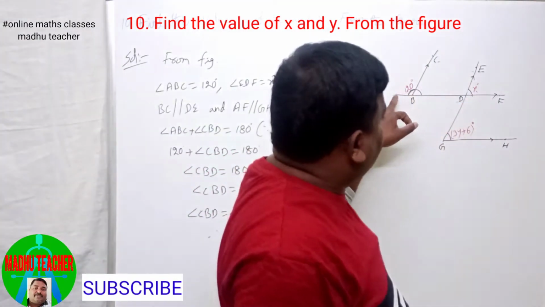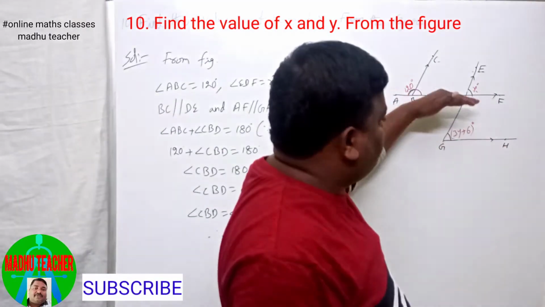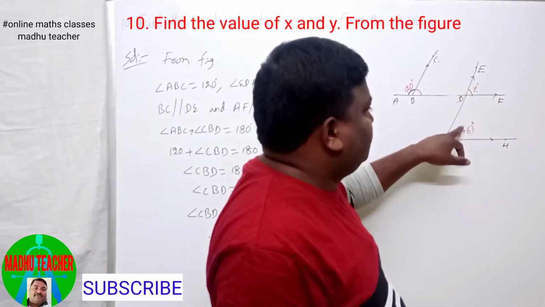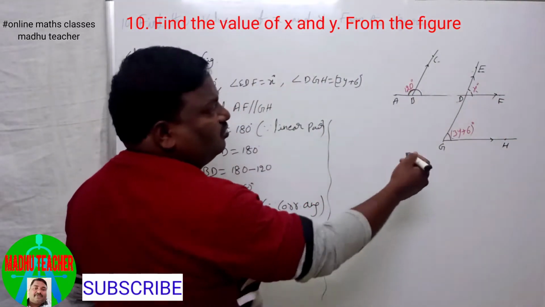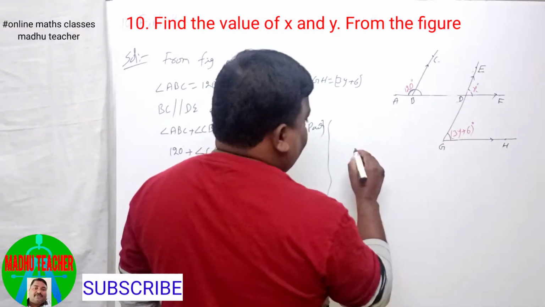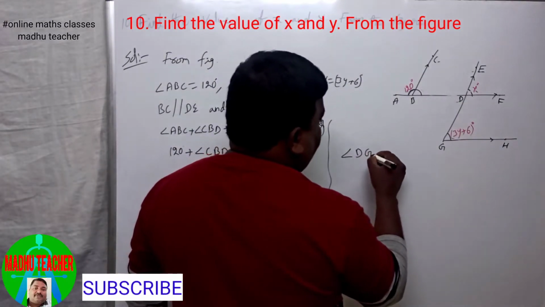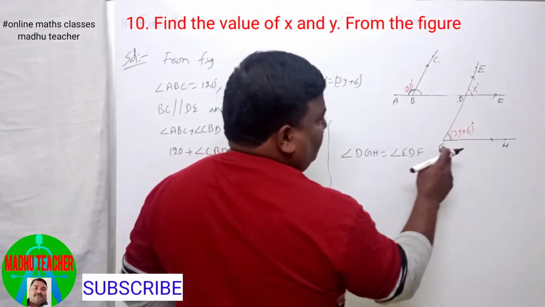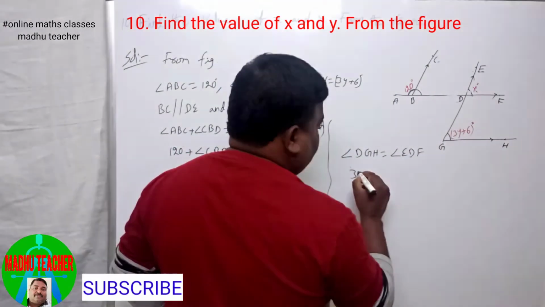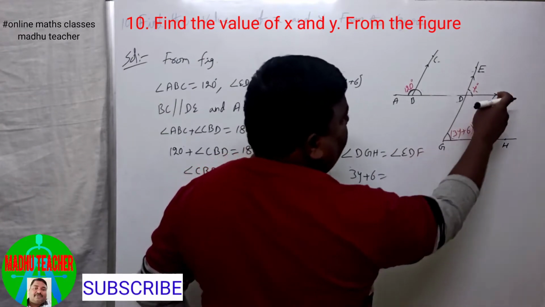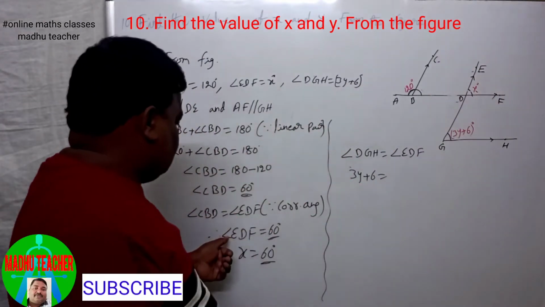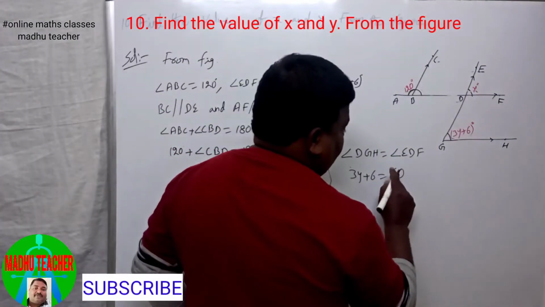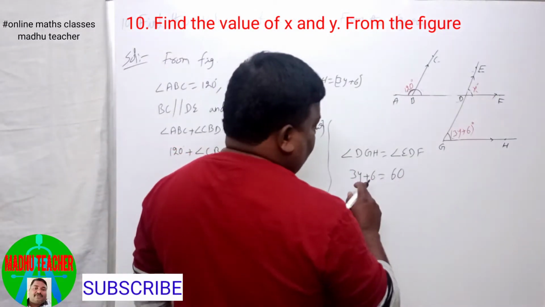Observe these two angles. We know that AF is parallel to GH. These two are parallel and this is the transversal. These two are on the same side and one is interior, other is exterior. Therefore, the two are corresponding angles. What are those? Angle DGH equal to angle EDF. DGH 3y plus 6 equal to EDF. EDF is x, and x is 60 degrees. By solving this equation, we can get the y.